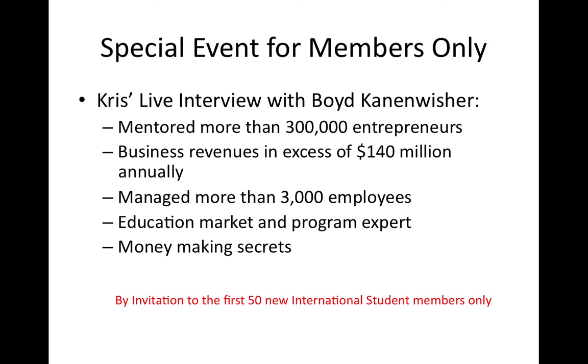My name is Boyd Cannonwisher, and I agreed to do this webinar for him because we've done so much business together. But I am an experienced business owner and entrepreneur. I have generated business revenues in excess of $140 million a year. I've mentored more than 300,000 entrepreneurs through my businesses. I've managed more than 3,000 employees. I'm an education market expert, so I've consulted and worked with colleges all around the country on their programs and their enrollment. And I've got a few little money-making tips and secrets that I think will be helpful for you while you're going through this process or while you're looking for your next opportunity.